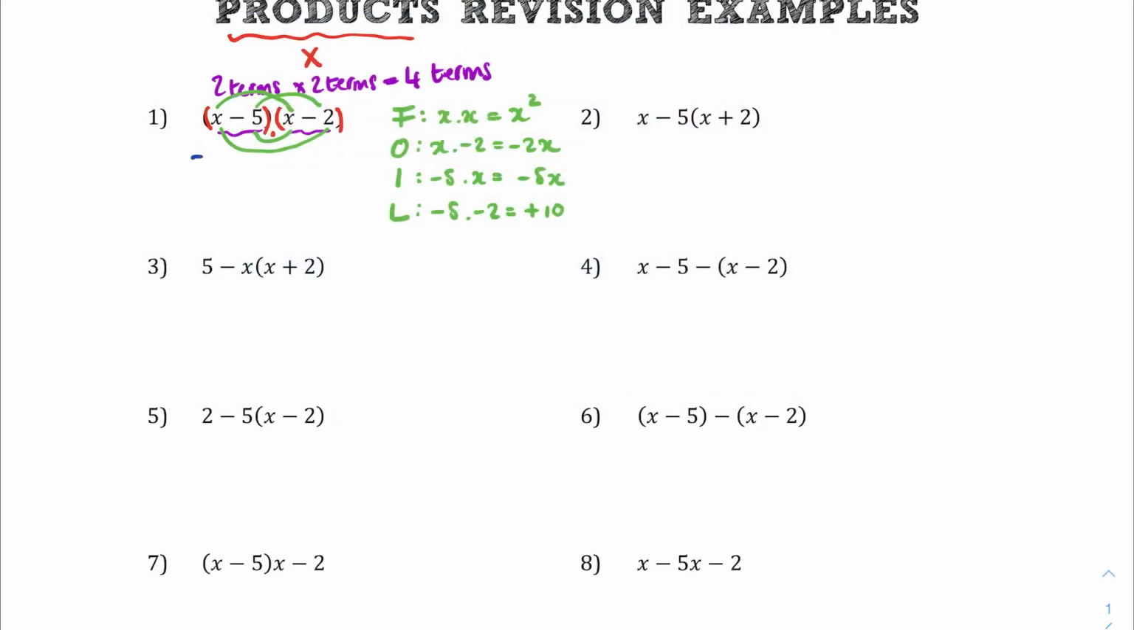So therefore, what does this actually equal? Our answers here. We have x squared as our first term. -2x is our second term. -5x is our third term. And our last term is +10. Notice that when we multiplied two terms by two terms, we got four terms.